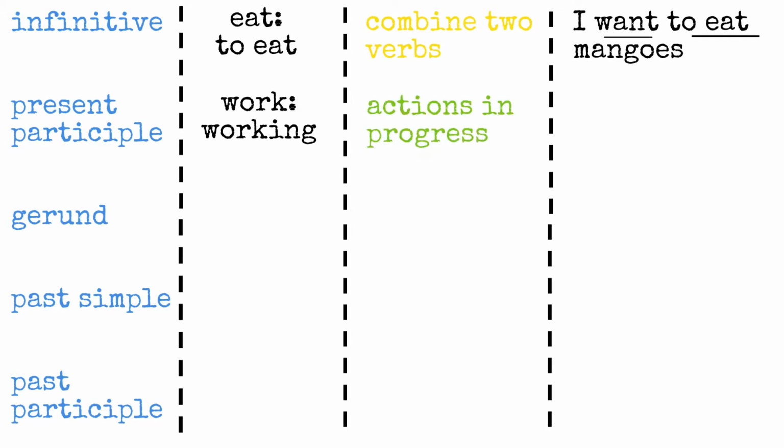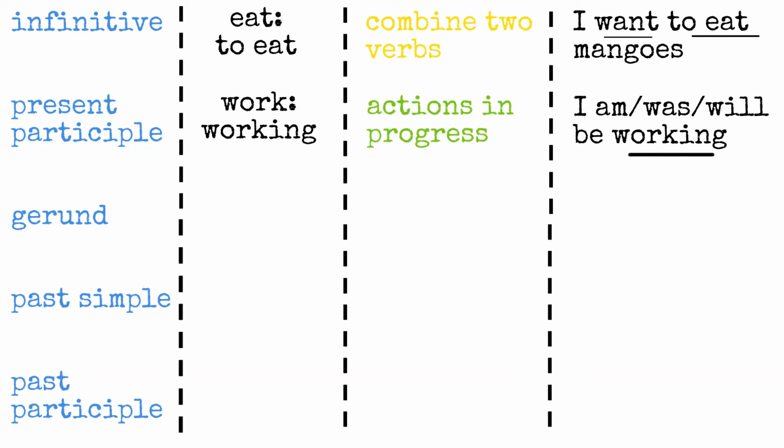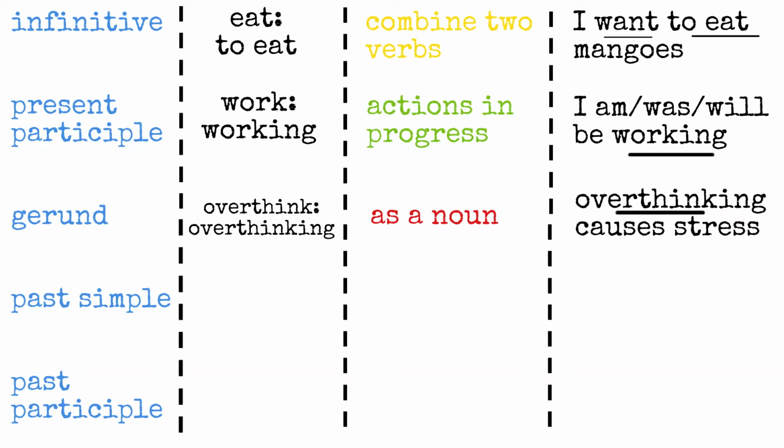We use the present participle form for actions in progress. For example, I'm working, I was working, or I will be working. We use the gerund form of the verb as a noun. It's the verb plus ing. For example, overthinking causes stress, or I hate overthinking.